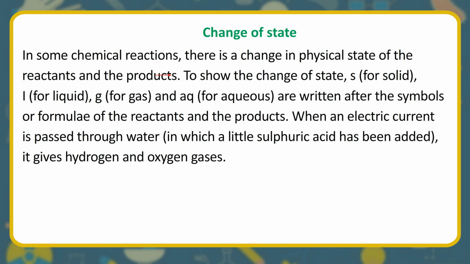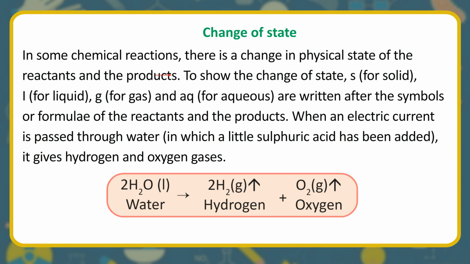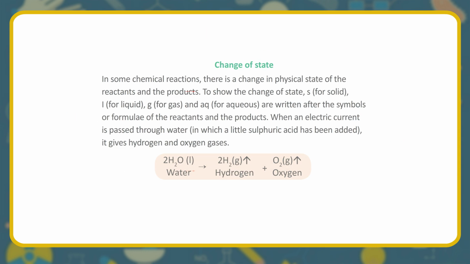When an electric current is passed through water, in which a little sulfuric acid has been added, it gives hydrogen and oxygen gases. 2H2O(l), water, gives 2H2(g), hydrogen, plus O2(g), oxygen.